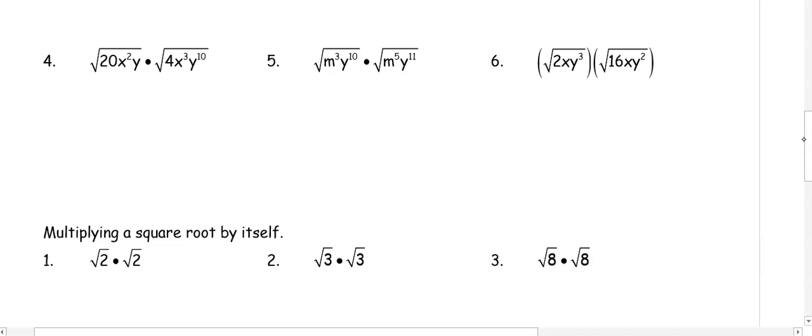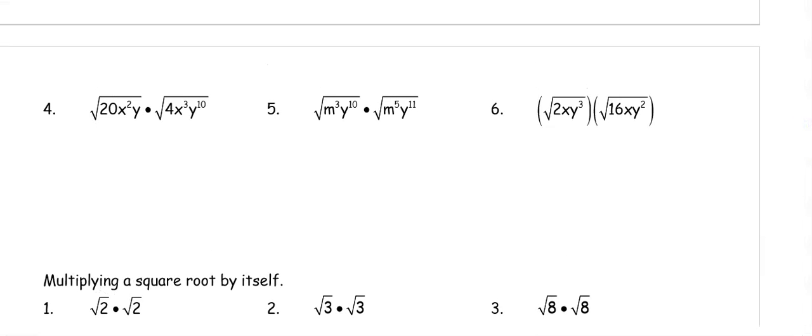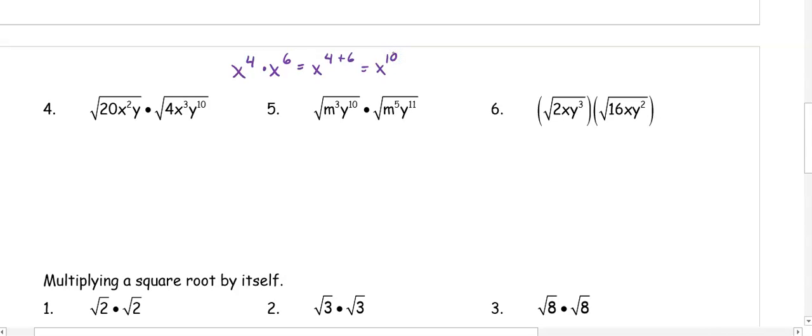Now let's look at multiplying where there's variables under the root. Remember when we were multiplying exponents before, say we had something like x to the 4th times x to the 6th. What we would do then is add those exponents together. So we're going to do the same thing here. We're still multiplying. So in number 4, we're going to multiply those numbers together. 20 times 4 is 80. And then we're going to add the exponents. So we have x to the 2 plus 3, which is 5, and y to the 1 plus 10, which is 11.